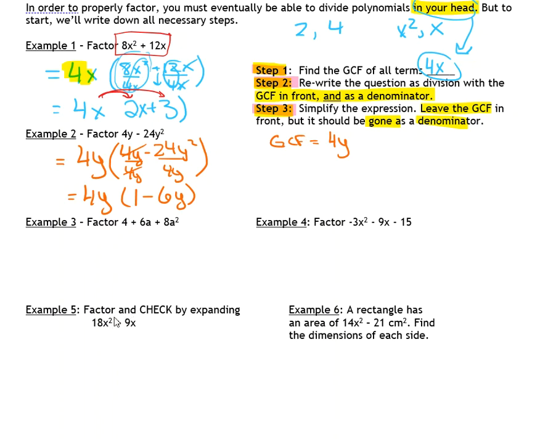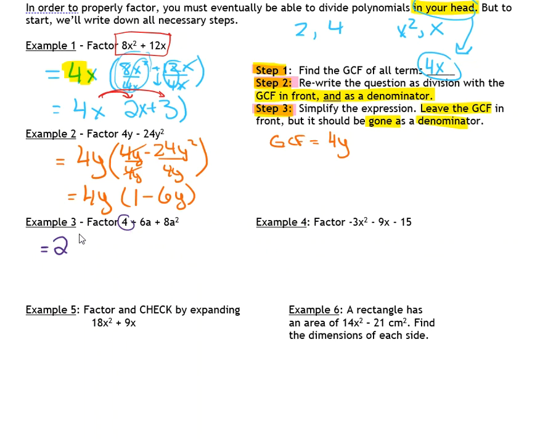Okay, let's try it again. Example 3. Factor 4 plus 6a plus 8a squared. First step, what's the greatest common factor? I'm going to start it right here and put my equal sign here. Look at the numbers. I've got a 4, a 6, and an 8. The greatest common factor there is just a 2. Now let's look at the letters. I've got a constant, an a and an a squared, but as soon as I have a constant, I know that I'm going to have no variables for my greatest common factor, because there's no variable in the 4, so I can't take a variable out of it. So my greatest common factor is just a 2.